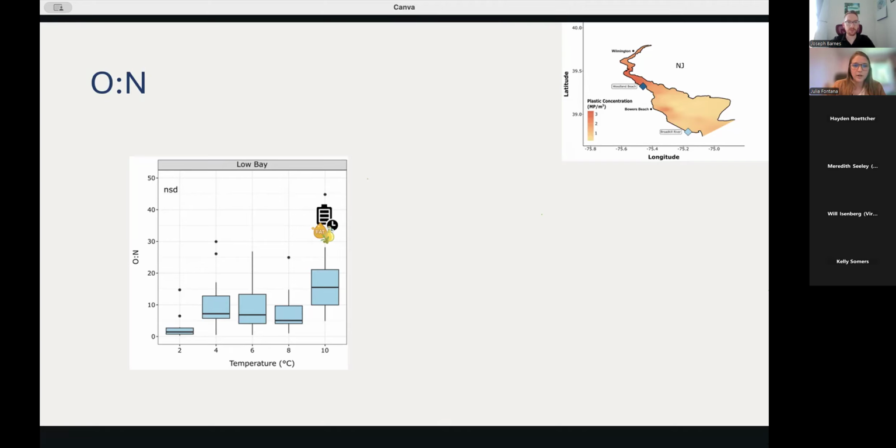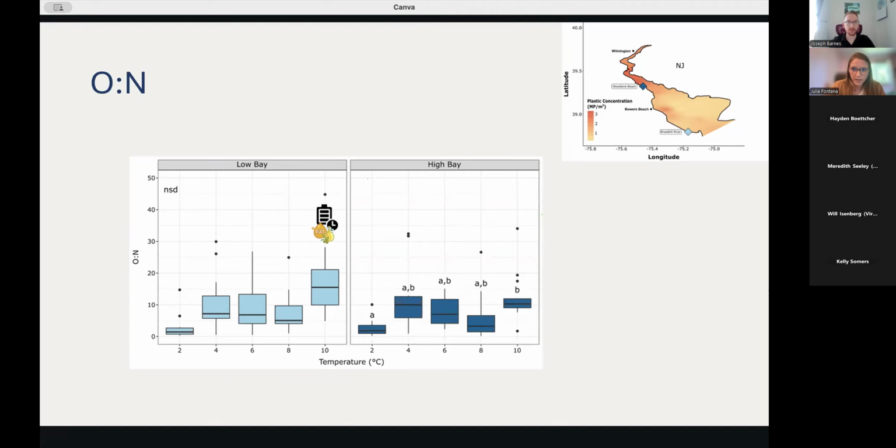However, when we look at the high bay location, we're seeing this repression of our O to Ns. Especially at that 10-degree location, it's more indicative of protein catabolism, meaning that they're eating their own muscles to stay stable at this temperature. So all that to say that this high bay location is more likely stressed and more likely showing some signs of metabolic stress than the lower bay, low plastic location.